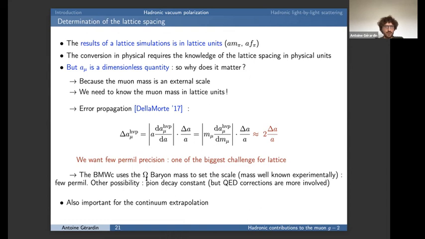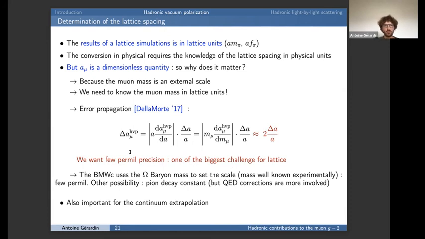Okay, but in the BMW calculation, they use the omega baryon mass to set the scale. The main reason is that in this case, it is based on a 2-point function. It can be measured relatively precisely on the lattice, and also it is not too difficult to include QED corrections. Some collaborations also use the pion decay constant to set the scale. In this case, the difficulty is to include QED corrections.